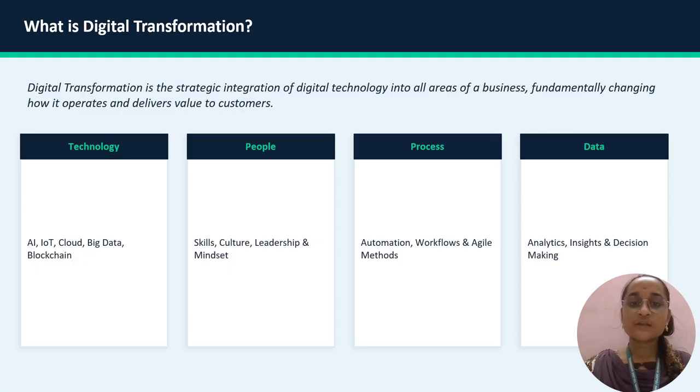Next, we will see the four key elements. First is technology, the tools that enable transformation. This includes AI, IoT, cloud computing, big data, and blockchain. These are the building blocks that replace old manual systems.